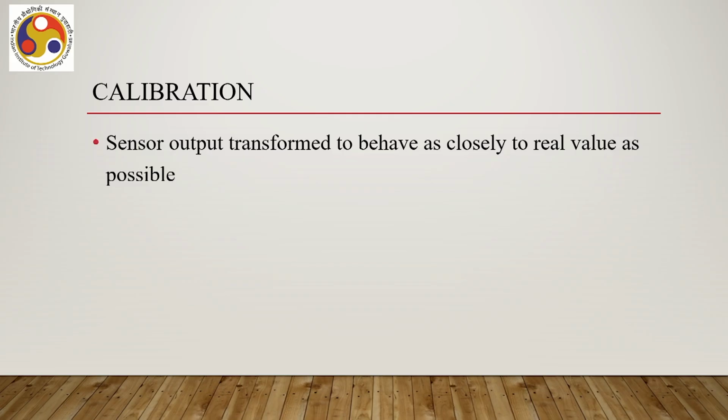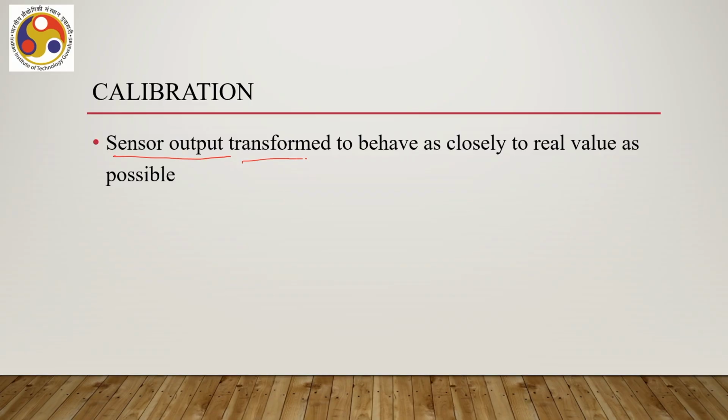What do these steps mean? Let us have a brief overview of each of these steps. When we are talking of calibration, what we are referring to is that the output of whatever sensors are there to track is transformed to behave as closely to the real value as possible.